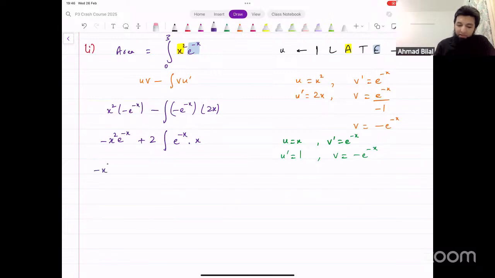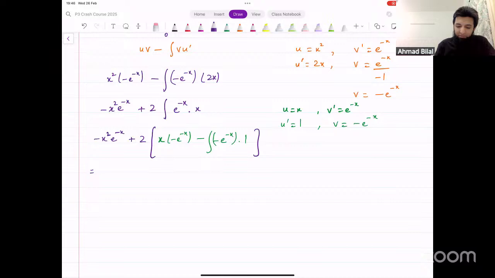Let's use integration by parts again. So now we have minus x squared into e raised to power minus x plus 2 times, u into v. U is x into v, which is minus e power minus x, minus integration of v u dash. V is minus e power minus x times u dash, which is 1. Bracket closed. Let's simplify this. Minus x squared e power minus x plus 2, keep that outside for now. Inside we have minus x e raised to power minus x, minus into minus, that becomes plus.